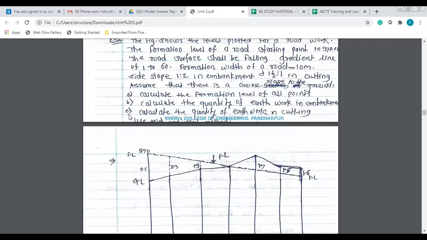The formation level of a road with starting point is 370 meters. The FL of the road, starting point FL is 370 meters. The road surface shall be of falling gradient of 1 in 60. The formation width is 10 meters. Side slope is 1:2 in embankment and 1.5:1 in cutting section.